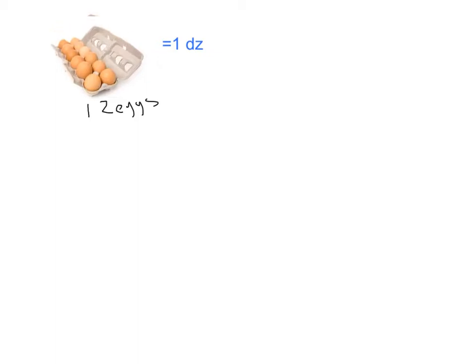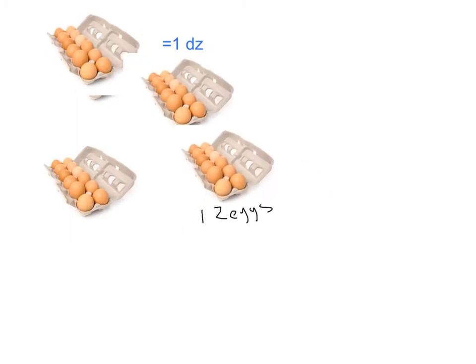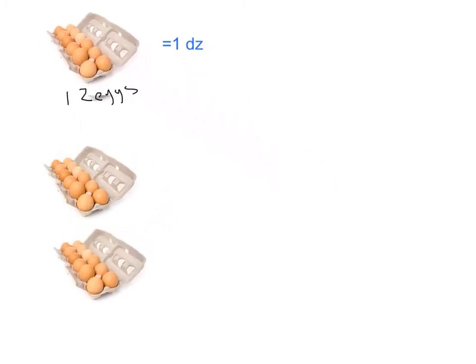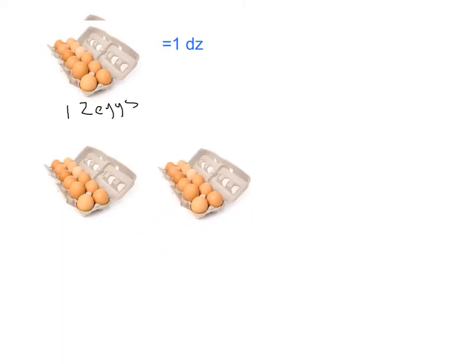So then if we ask someone how many eggs are in 2 dozen, you can either sit there and count them, or we can do some stoichiometry math. So let's demonstrate the stoichiometry math here. We want to know how many eggs equals 2 dozen.